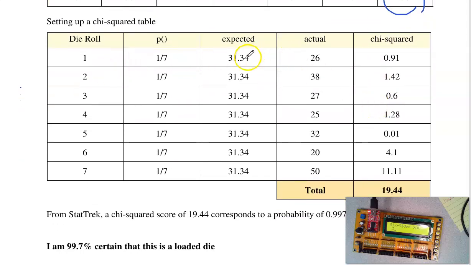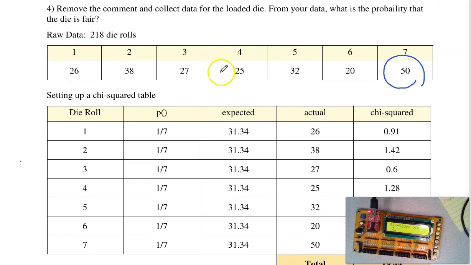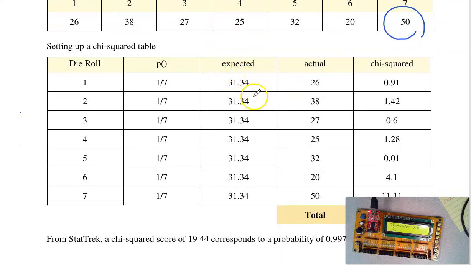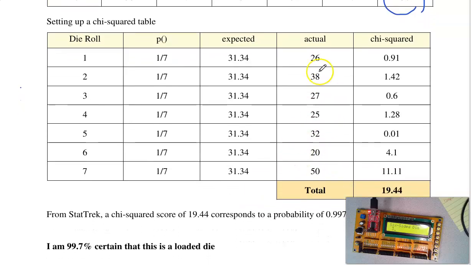Again, do the chi-squared table. Now with the 218 rolls, here's how many times I should get each number. Here's how many times I did get each number. Take the difference squared, divide by 31. Difference squared, divided by 31. Add them all up, I get 19.47.